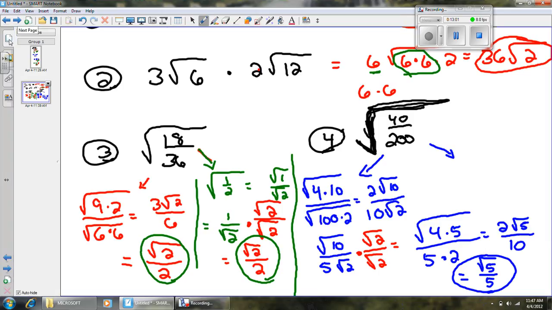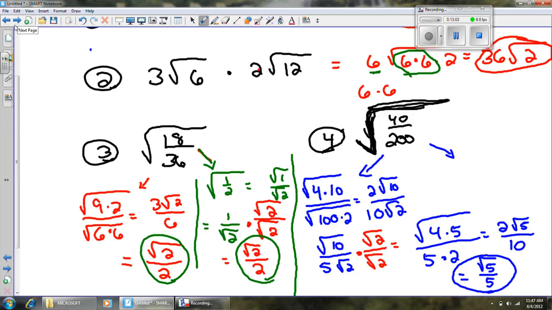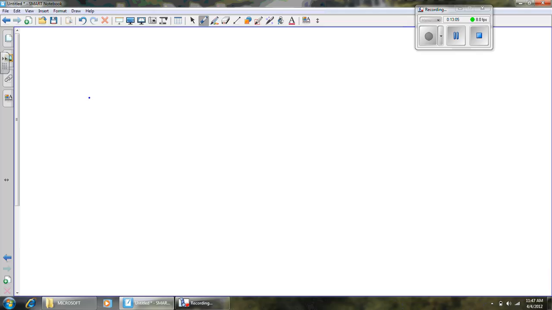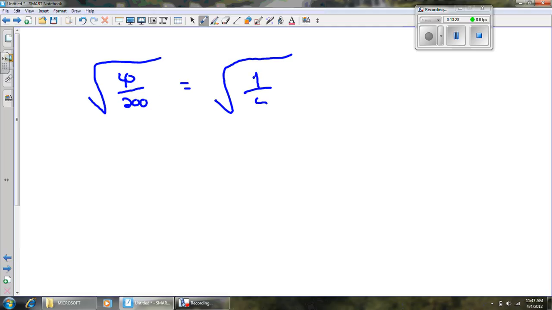Now I'm going to try that the other way, and you can decide which way you think is easier. Oops, wrong button. There we go. The problem was rad 40 over 200. I'm going to simplify my fraction first this time. And I think rad 40 is going to go into 200 5 times. Pretty sure about that. And that's the same as rad 1 over rad 5.